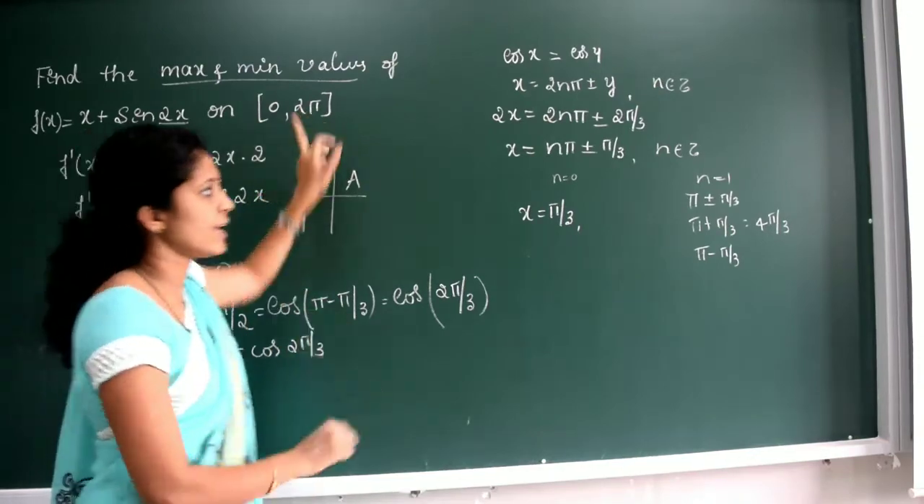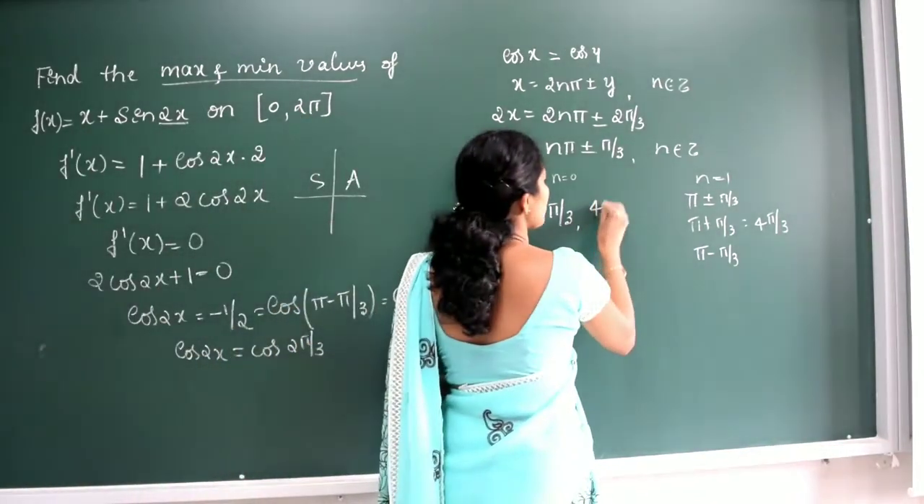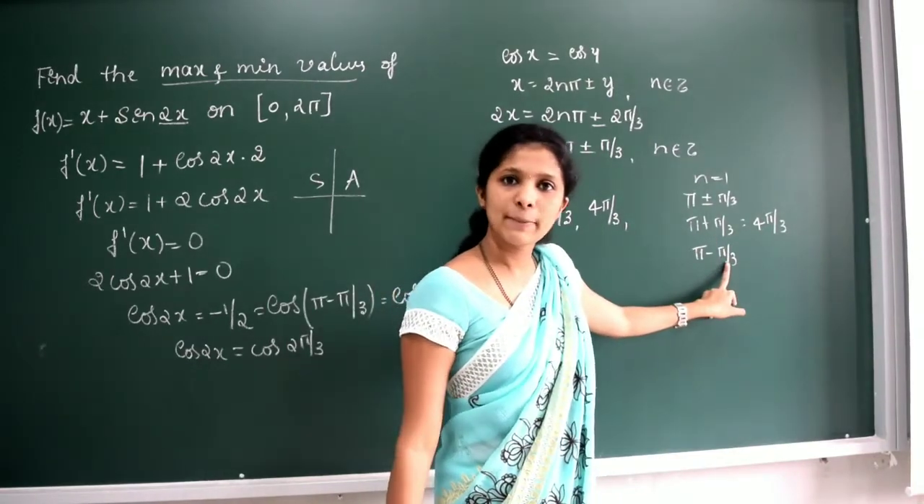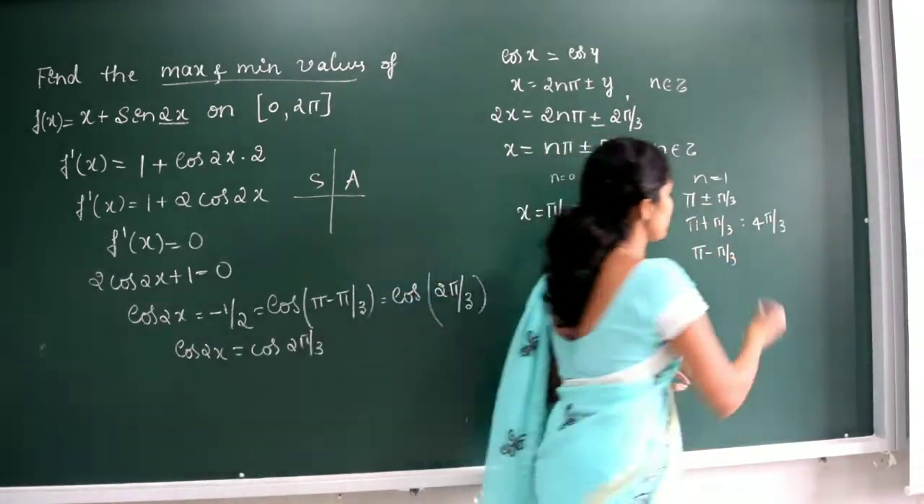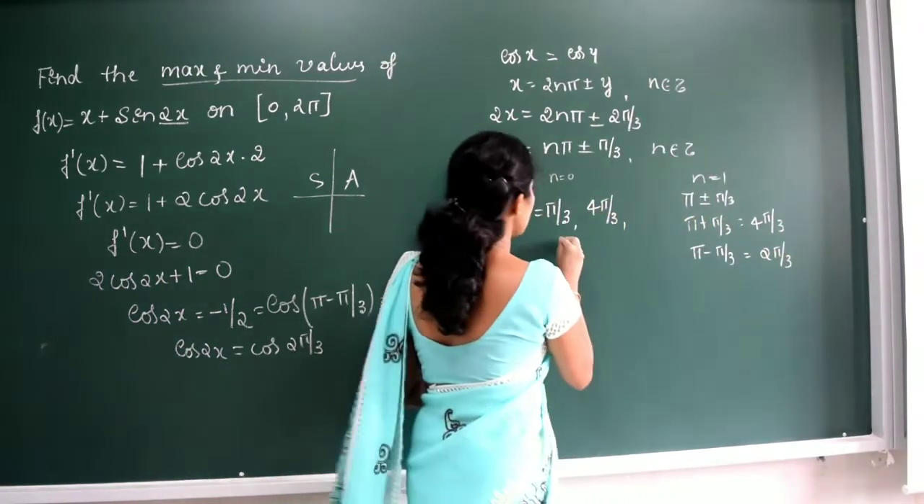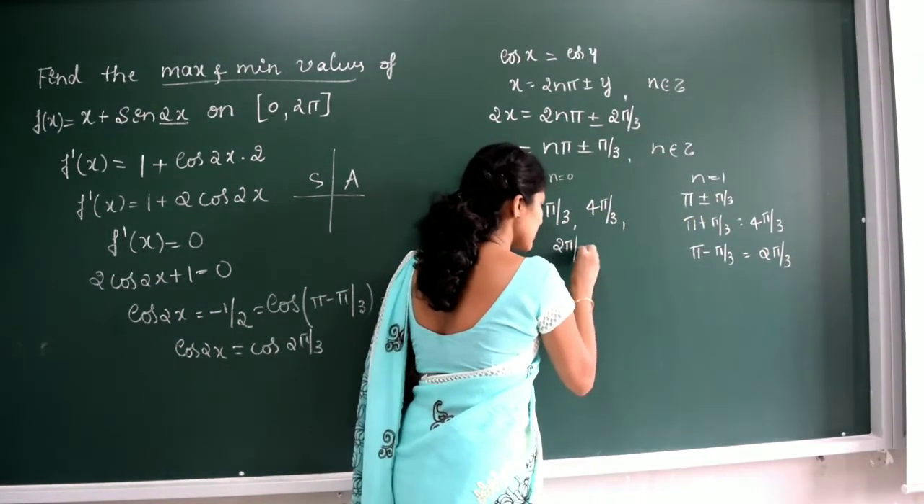I mean in between that. So the value 4 pi by 3 is possible. Next value: pi minus pi by 3. So it will be 3 pi minus pi, which is equal to 2 pi by 3. Is it clear? So this is another value, 2 pi by 3.